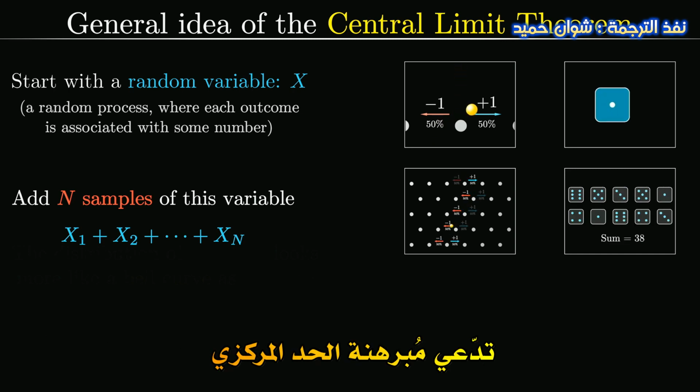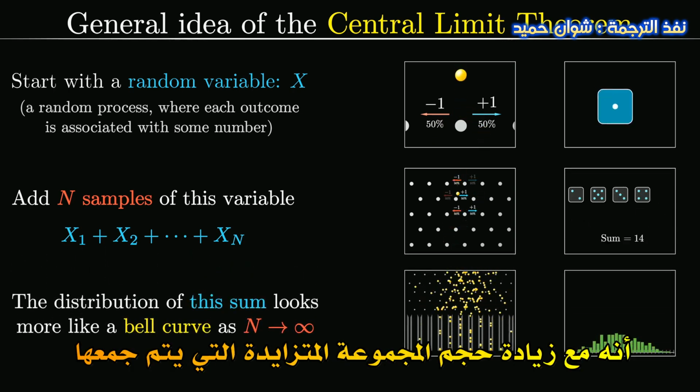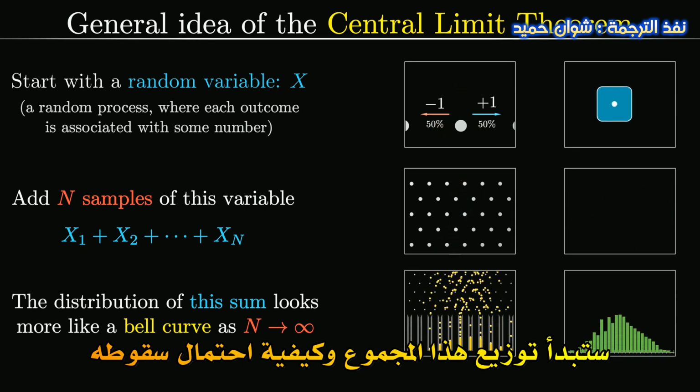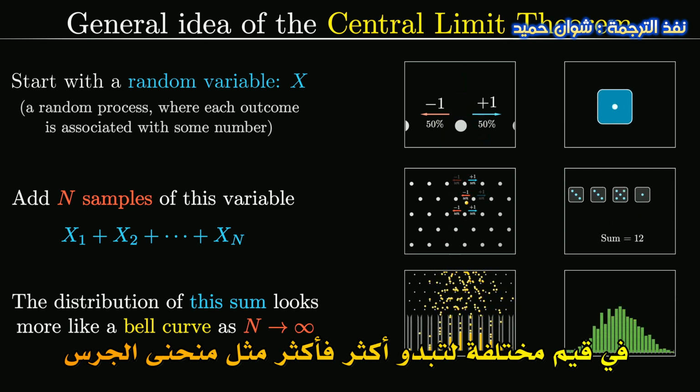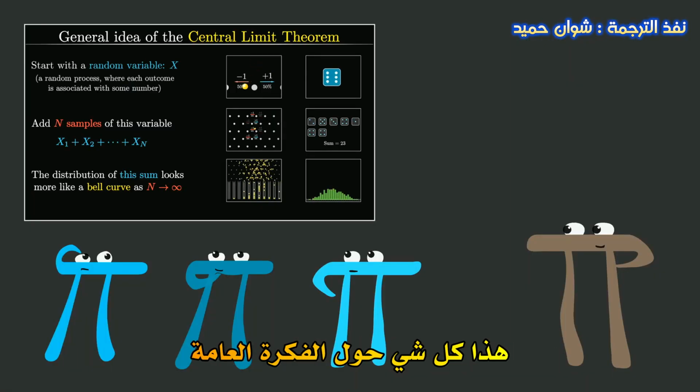The claim of the central limit theorem is that as you let the size of that sum get bigger and bigger, then the distribution of that sum, how likely it is to fall into different possible values, will look more and more like a bell curve. That's it. That is the general idea.